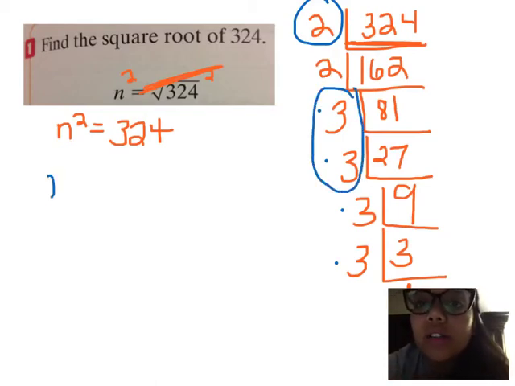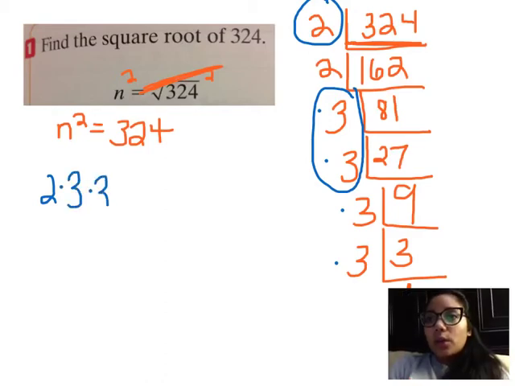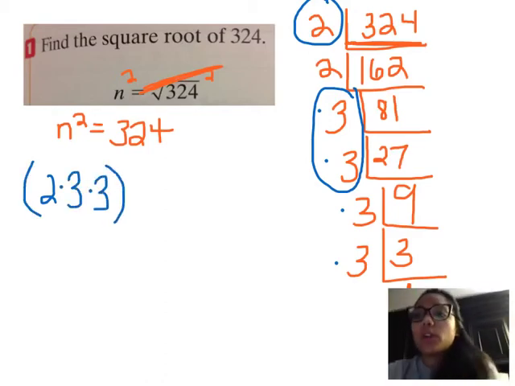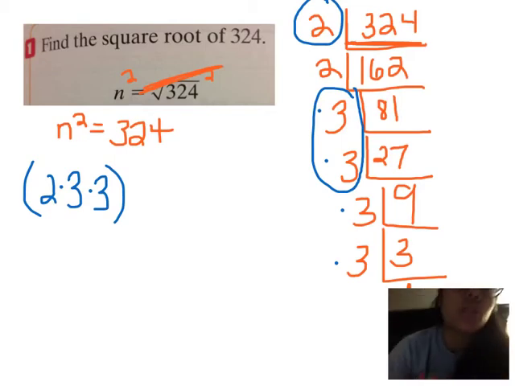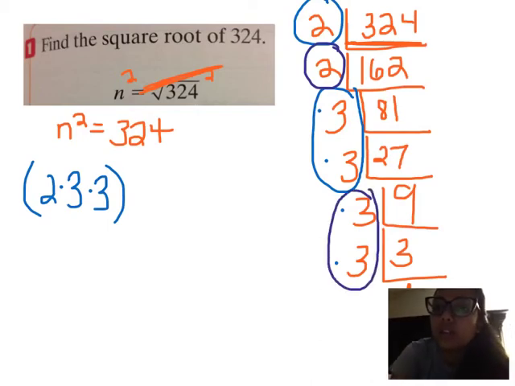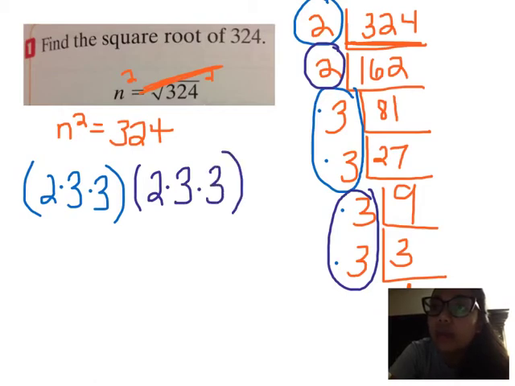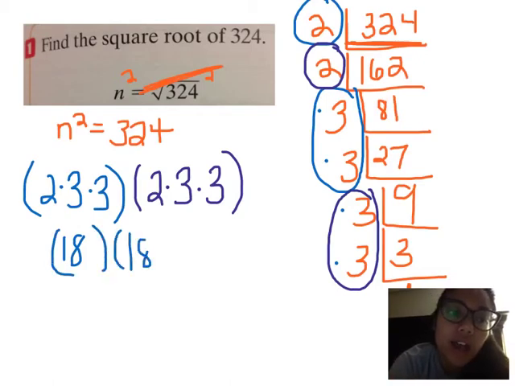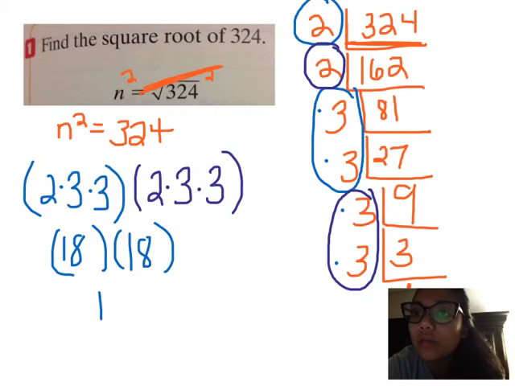Okay, so let's go on to the next one. Find the square root of the square root of 324. Well, your first step is to square. So I'm going to go ahead and square. When you do that, that gets rid of the square root, because squaring a square root gets rid of that. So then we have n squared equals 324. Now, all I need to do is find the prime factorization of that.